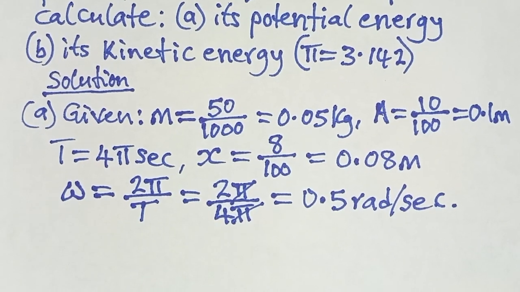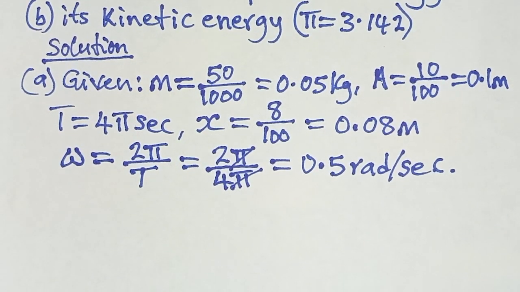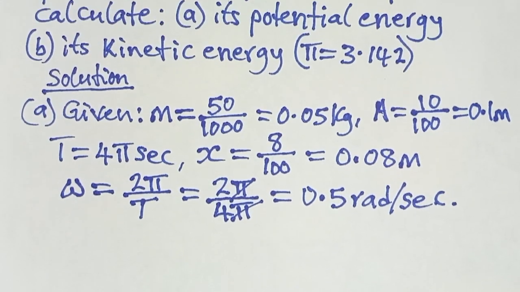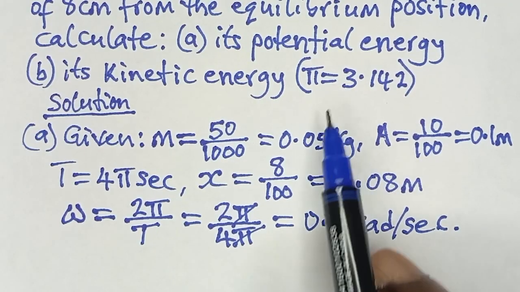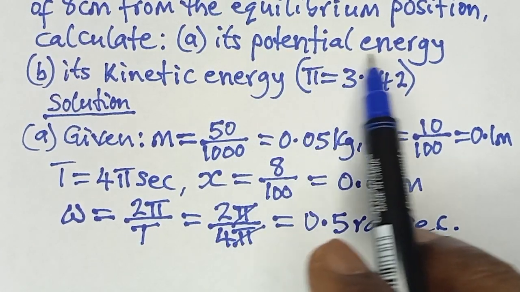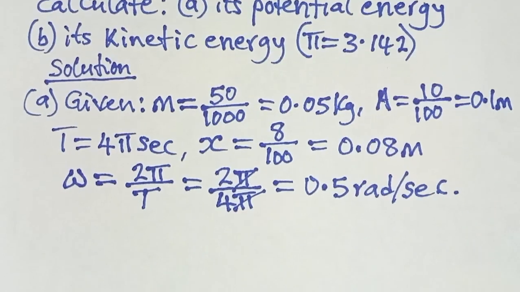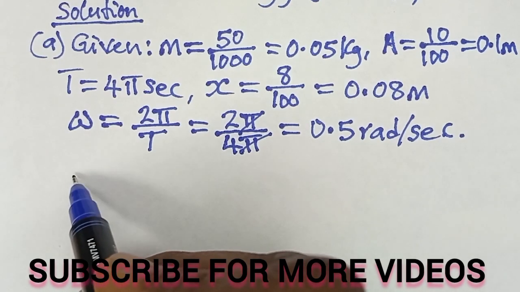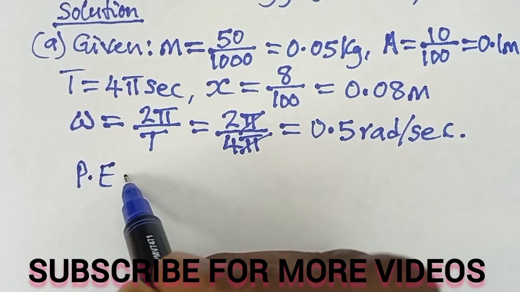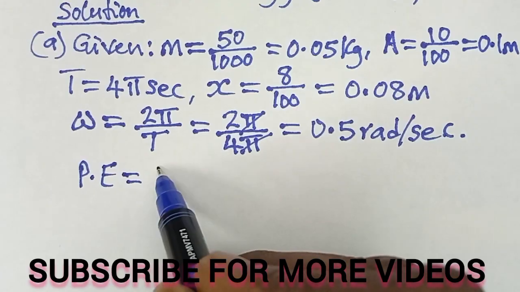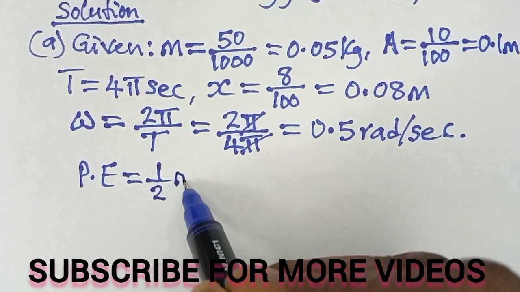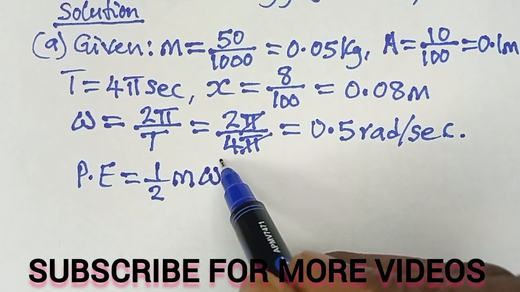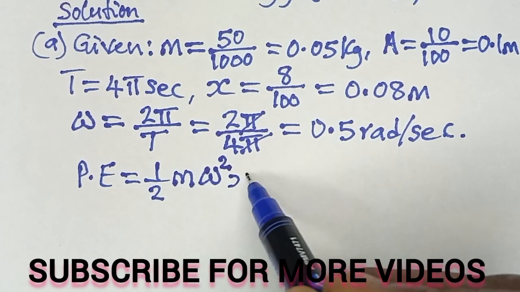Now that we have obtained the angular velocity, we can go ahead and calculate the potential energy, which is the first question that we are asked. Don't forget, the first question says we should calculate the potential energy. So now, let me put down the formula for potential energy in terms of angular velocity. That formula is potential energy is equal to half multiplied by the mass multiplied by the angular velocity squared and then multiplied by x squared.